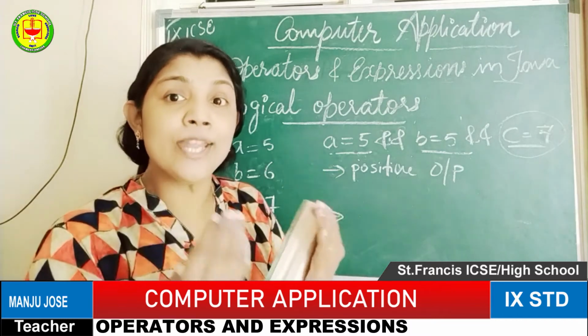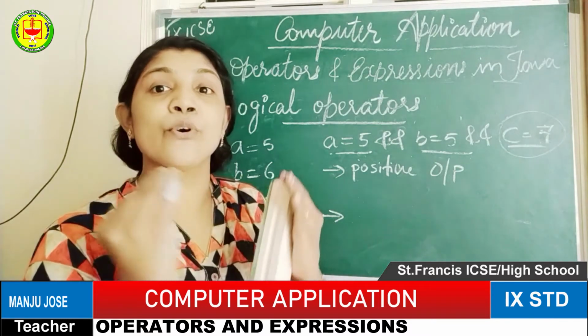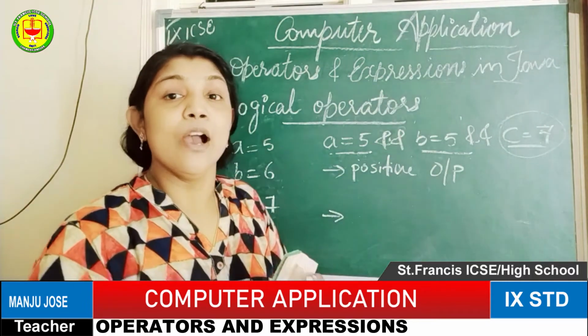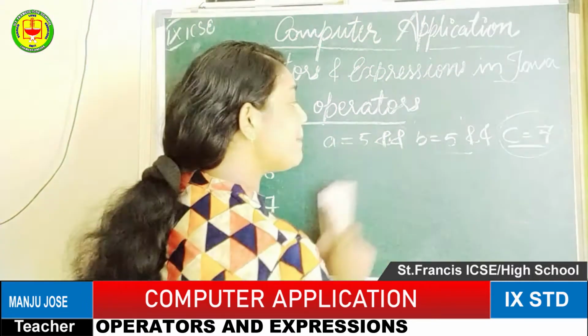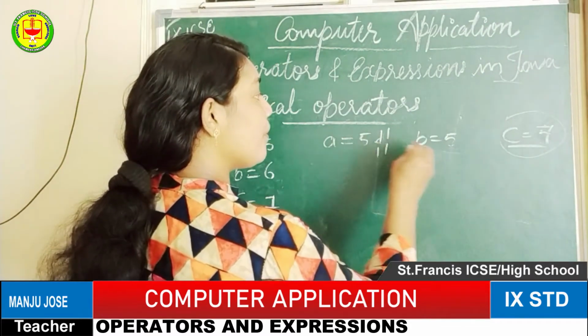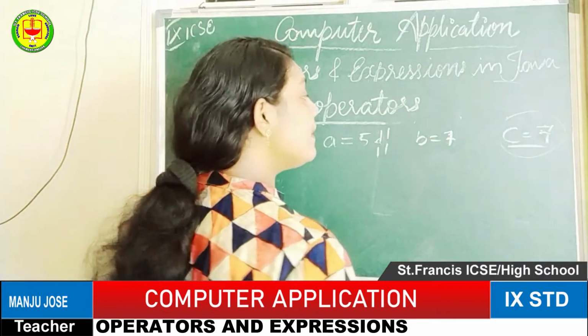For joining this number of conditions or statements together, we are using the AND operation. The OR operation serves a similar purpose. Here, A equal to 5 or B equal to 7.